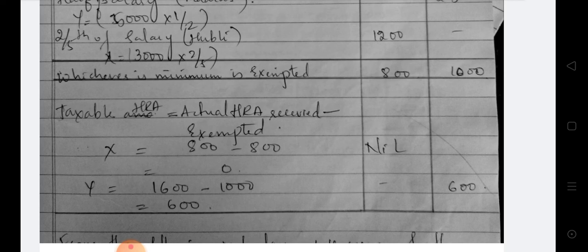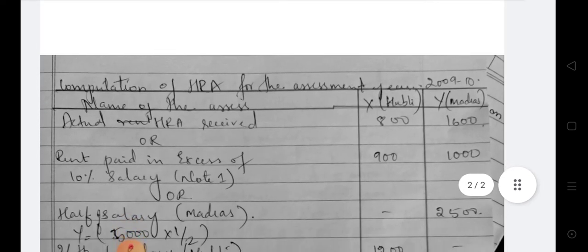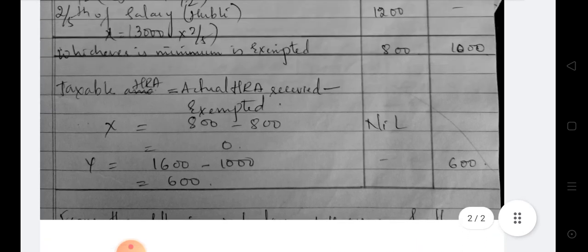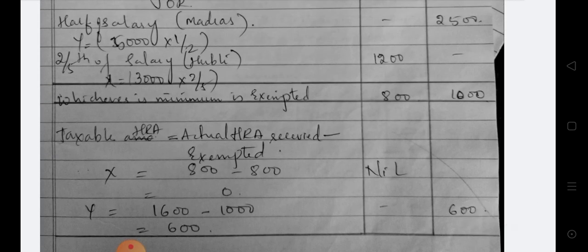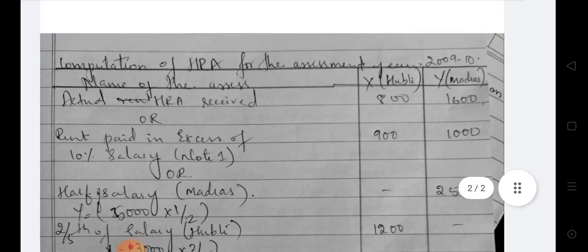Next, in the case of Y, 1600 is the actual HRA received. Next is exempted HRA as per the calculation, 1000 rupees. So 1600 minus 1000, 600 will be the taxable HRA in case of Y. So this is the calculation of HRA in case of X and Y.